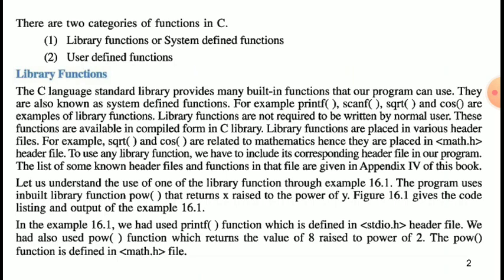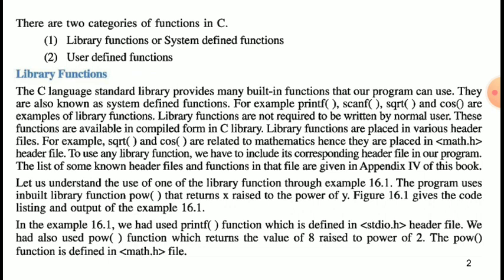So there are two categories of functions in C. First, library functions or system defined functions, and second, user defined functions. So I will discuss the first, library functions. The C language standard library provides many built-in functions that our program can use. They are also known as system defined functions. For example, printf, scanf, sqrt, and cos are examples of library functions.